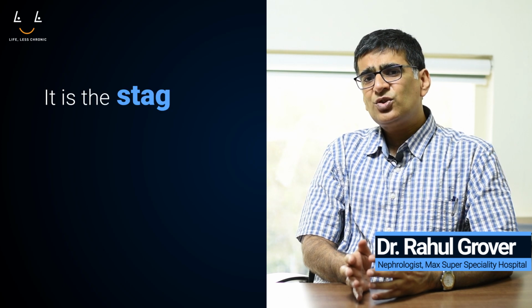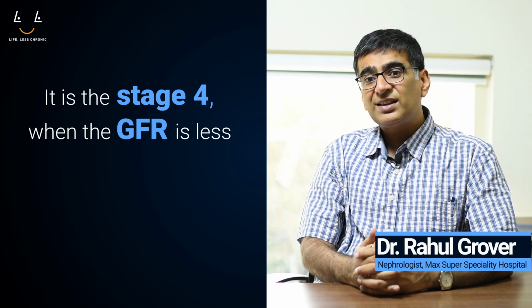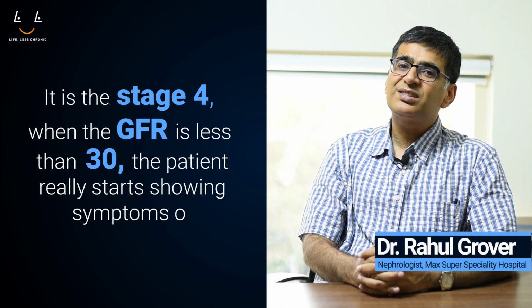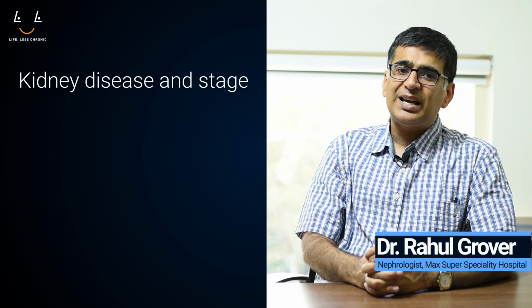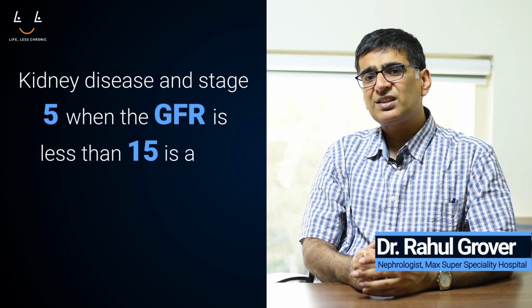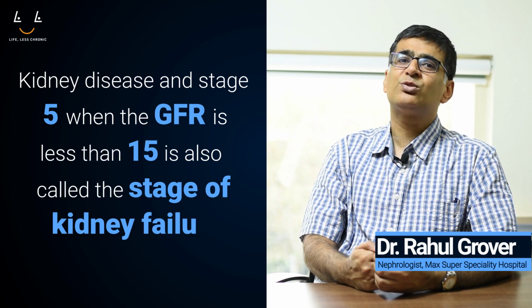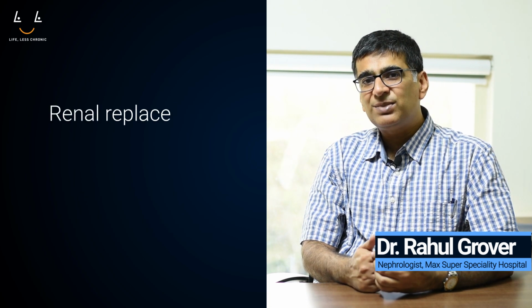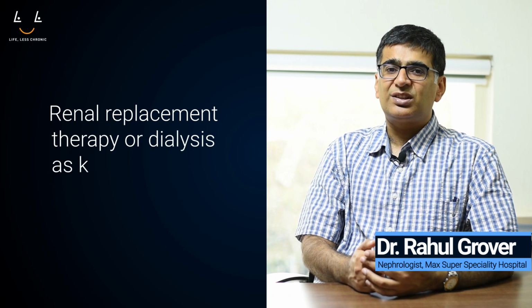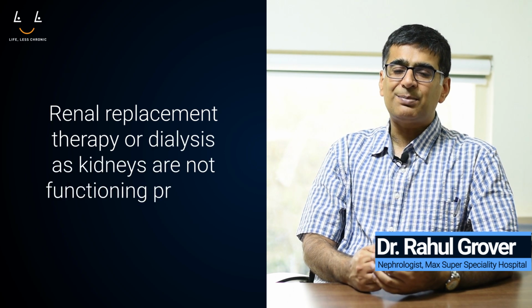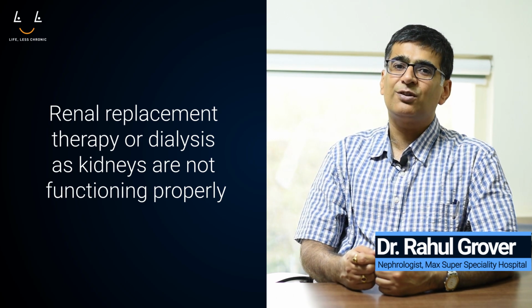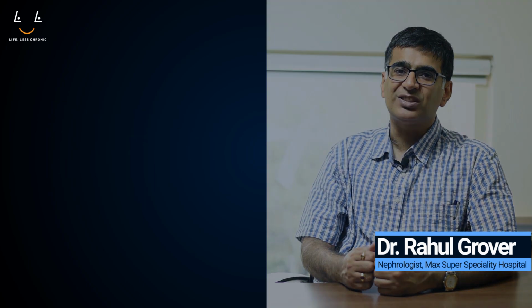It is in stage 4, when the GFR is less than 30, that the patient really starts showing symptoms of kidney disease. Stage 5, when the GFR is less than 15, is also called the stage of kidney failure, when you have to start planning for what we call renal replacement therapy. The kidneys will no longer be able to sustain the body's functions properly, and you have to think of dialysis or kidney transplantation.